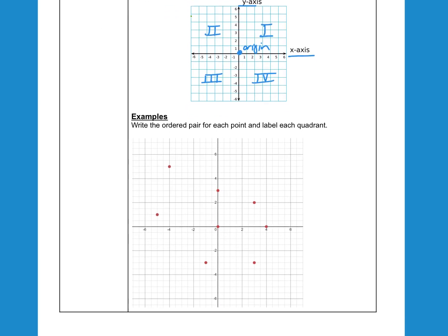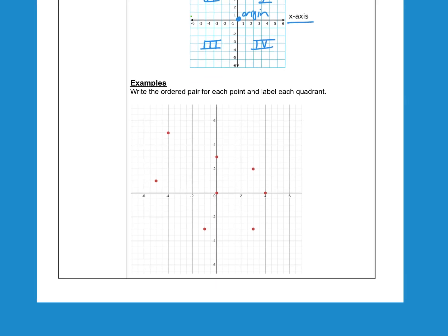And then we can practice a little bit. We're going to write the ordered pair for each point, and then we're also going to label the quadrants for some extra practice. So let's just go ahead and do the quadrants first. This is quadrant 1, 2, 3, and 4. Again, it goes counterclockwise, starting at the top right. And then let's start labeling these points. So this first one is (0, 0).